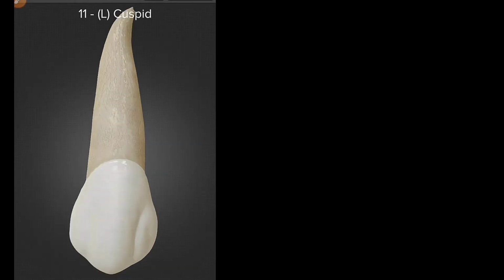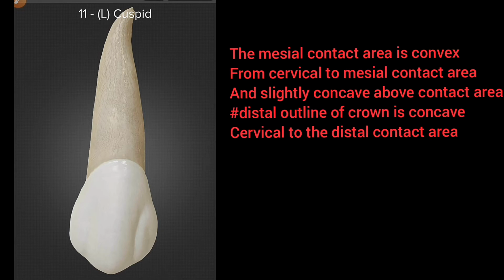The mesial outline of the crown is convex from cervical to the mesial contact area and slightly concave above the contact area. That means here we have the mesial outline, and this is slightly convex from the cervical to the mesial contact area. So this is the cervical, and here is the mesial contact area where it contacts the other tooth on the mesial side. If you see the outline, this is slightly convex, right? So from here to here it is slightly convex, but above this mesial contact area it is slightly concave.